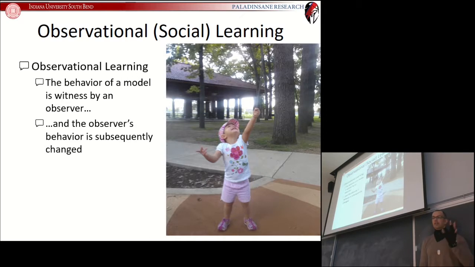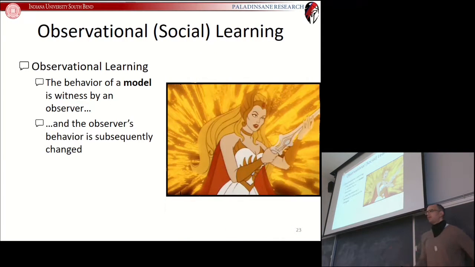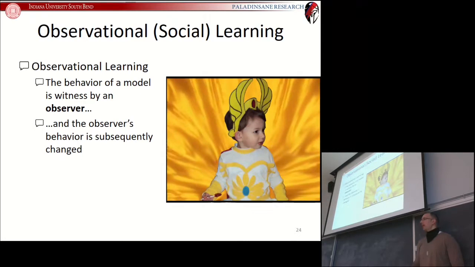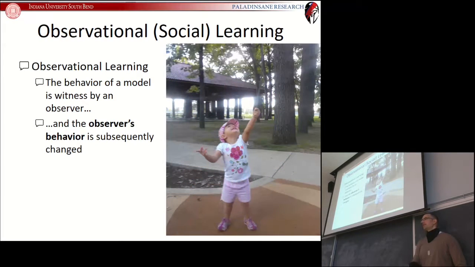All right, so this is the phenomenon of observational learning. Again, we have the model that is doing the behavior. We have the observer that is viewing the behavior. And simply because of viewing the behavior, that observer's behavior subsequently changes. So we have behavior change.